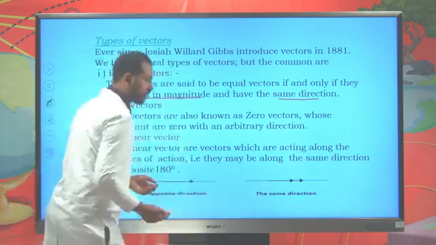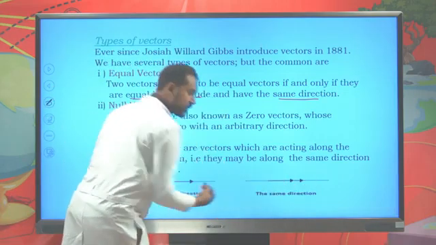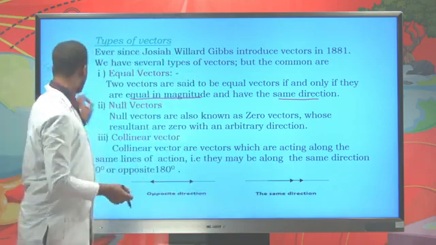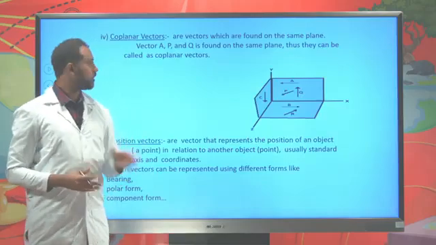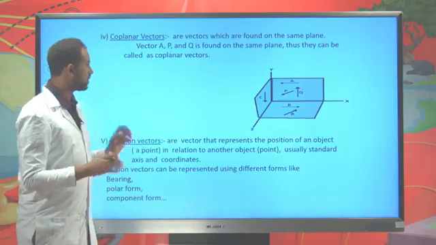Here as well, the two vectors are acting in the same direction, and they are found on the same line of action. They are called collinear vectors. And the other point is coplanar vectors. Coplanar vectors are vectors which are found on the same plane.